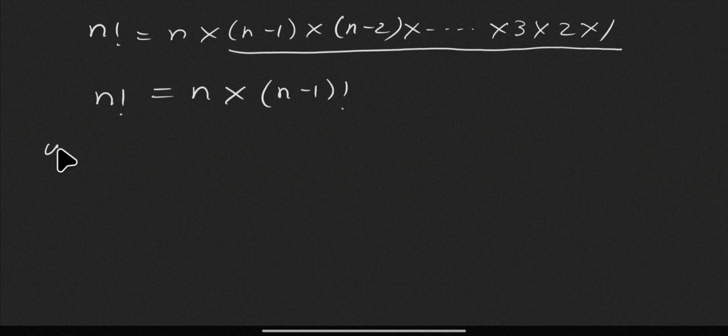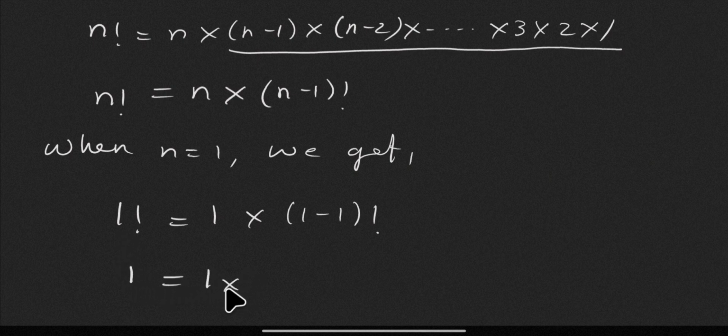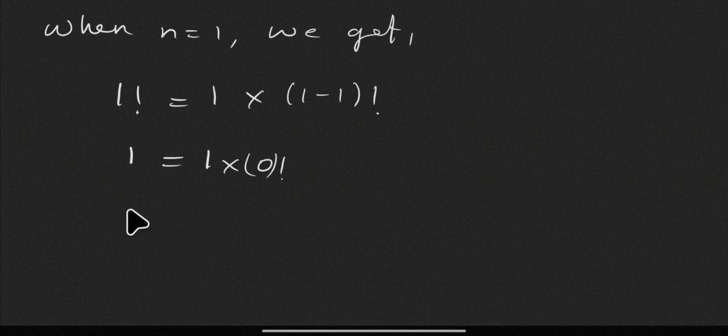When n equals 1, we get 1 factorial equals 1 into 1 minus 1 factorial. So 1 factorial is 1, 1 into 0 factorial. Any quantity into 1 is that quantity. So 1 equals 0 factorial. So this is the second part of our proof.